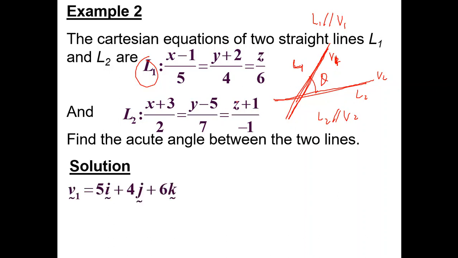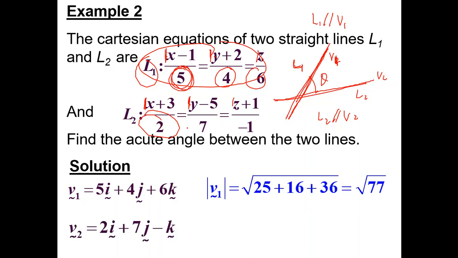From the given equation, you can take V1, with component I, component J, component K. But make sure that for X, Y, Z the coefficient is 1, and positive. So V1 is 5I plus 4J plus 6K. For V2, check, this is 1 and positive, 1 positive, 1 positive. We can take V2 as 2I plus 7J minus K.